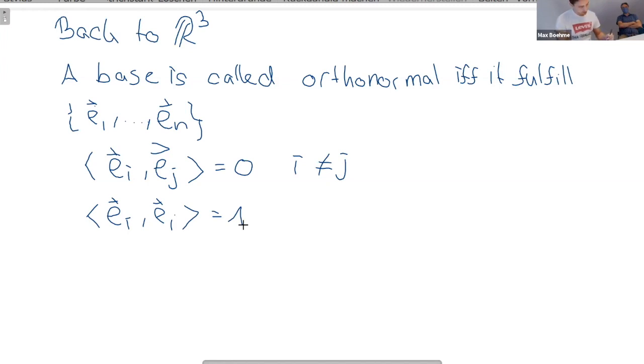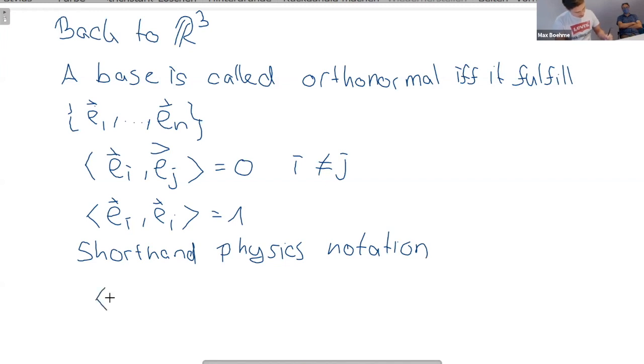And shorthand physics notation says the following. Taking two of those vectors with indices i, j equals this symbol, delta ij. This is sloppy notation, by the way. Okay, this is called the Kronecker delta.